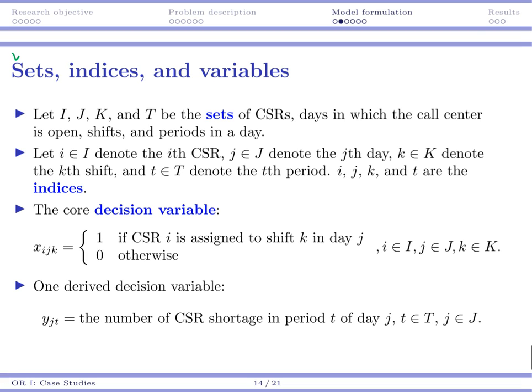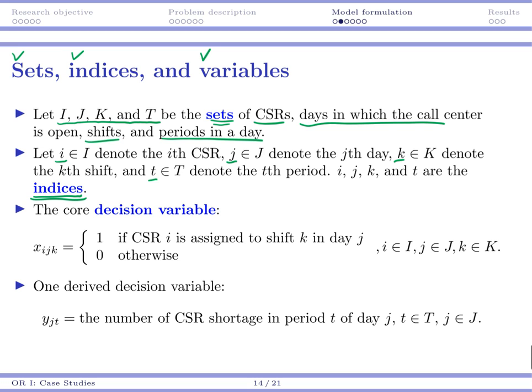So we need to define sets, indexes, and the variables. In our formulation or in our problem, there are several kinds of entities. There will be CSRs, days, shifts, and the periods in a day. So we're going to use I, J, K, and T to denote the sets. And then we will use small i, small j, small k, and small t to denote the ith CSR, jth day, kth shift, and the tth period. So we call these indexes.